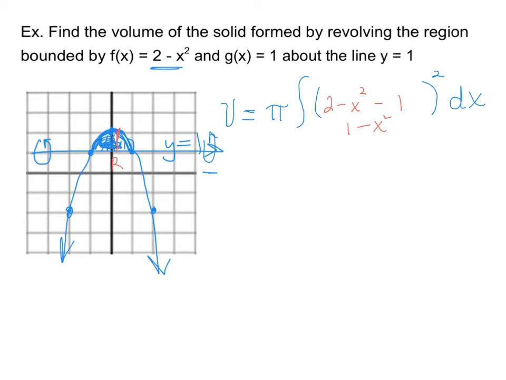Since we have 2 minus 1, we have 1 minus x squared, times pi. I'm still in red. I also need to go from negative 1 to 1, and I have 1 minus x squared dx. If I integrate that, it's going to be x minus x to the third over 3 from negative 1 to 1, times pi. So our answer will have pi in it.